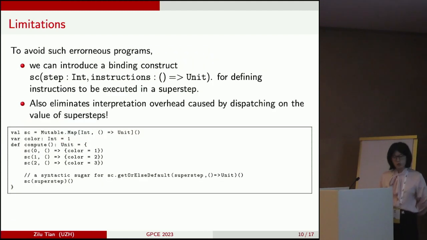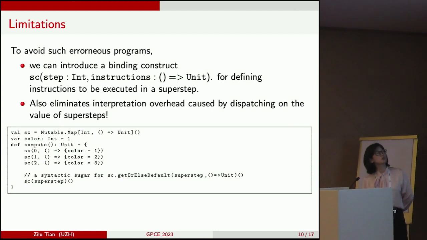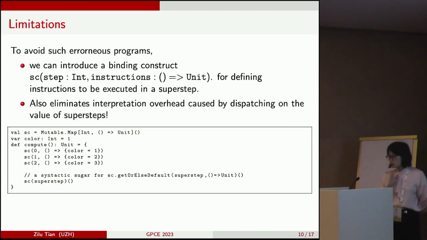One obvious solution is to introduce a binding construct. The problem is that we don't have an explicit binding construct specifying what instructions are allowed to execute for a particular superstep. How about we introduce this? This is a rewrite of the previous example using this binding construct, which we call SC. Now the compute method contains the instructions that need to be executed in different supersteps as the simulation proceeds.